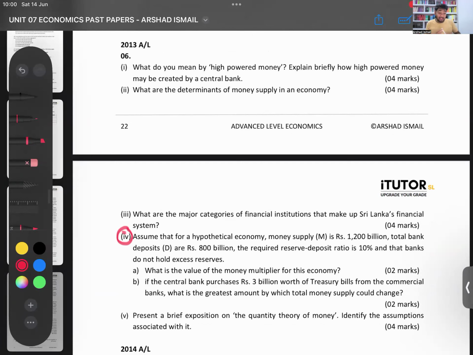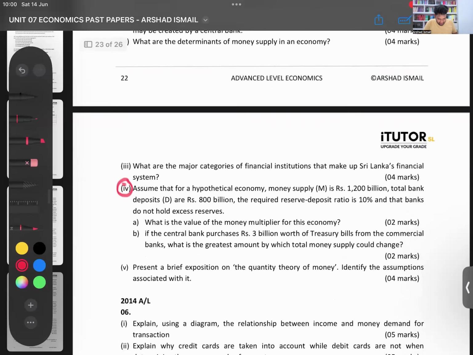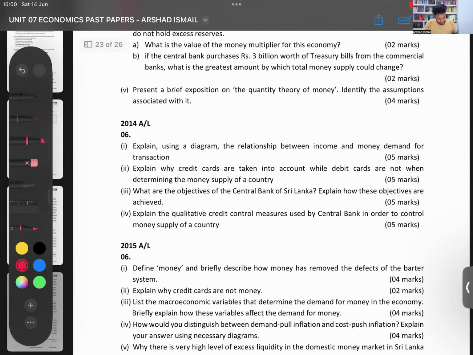This is the money multiplier story, right? How does money supply change when there's a change in high powered money? Remember, this is not credit creation. We'll do this part, Lamai. This is in the first part of unit 7, the first focus area, demand for money, money supply. It is that. 2014 is there one.